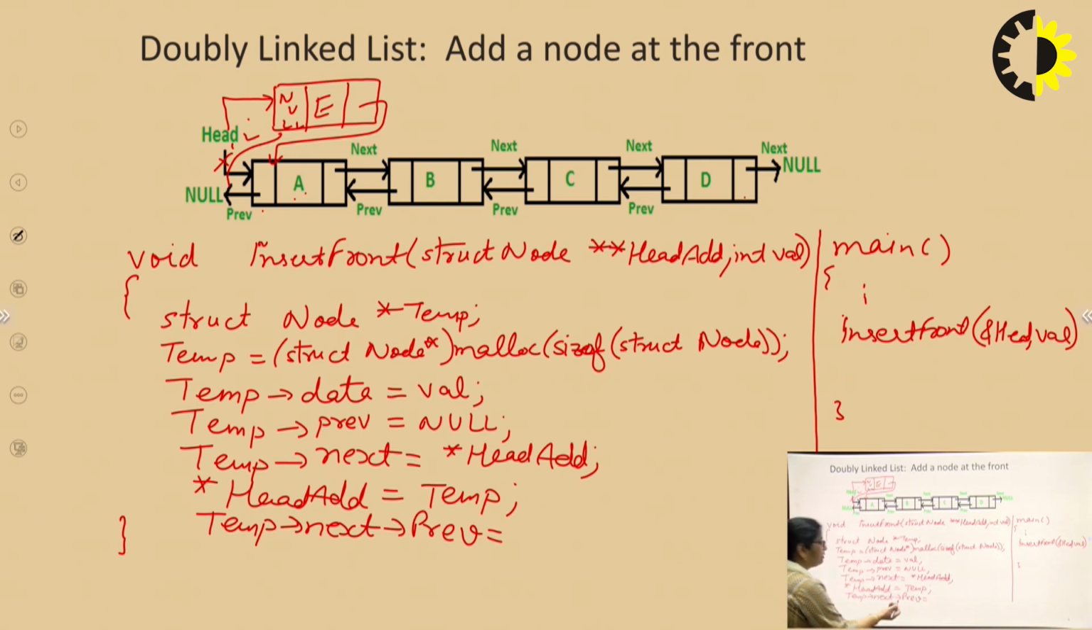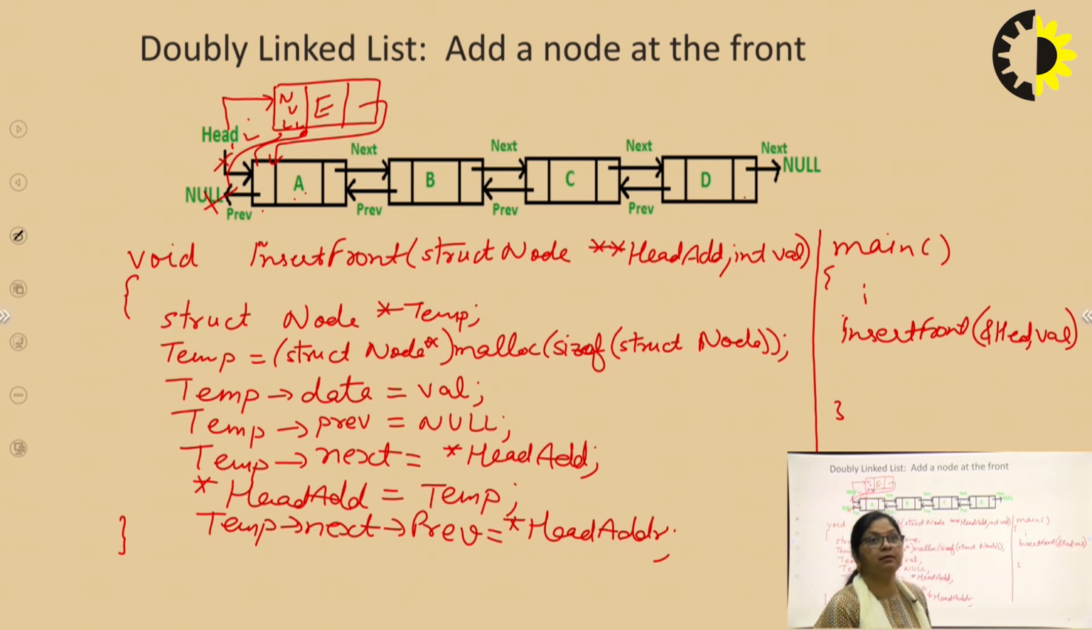So what I have done, I have taken previous of temp next. Temp is this, its next is this, its previous will be set as the new star head address. So what happened now? This null link has been destroyed, and here we are pointing now to the previous one. So now we have set all the pointers and we have added the node at the front of a linked list. So this is our doubly linked list insertion.